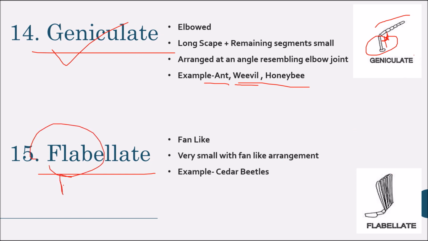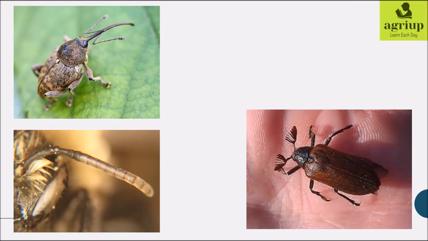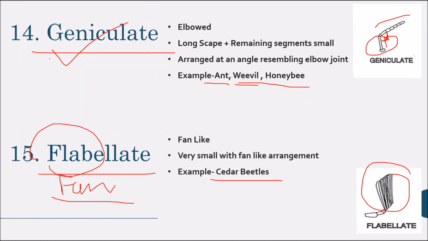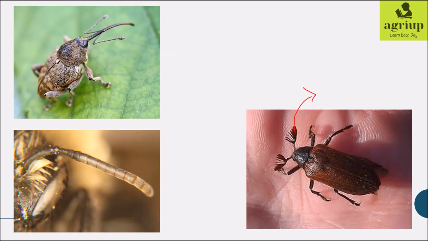Flab, you can correlate with a fan. A very small fan-like arrangement is there. An example is the cedar beetle. Here you can see this is a fan-like structure, the cedar beetle, and here is this long elbow-like structure, in an ant, weevil, or a honeybee. An angle of this kind is being made here.